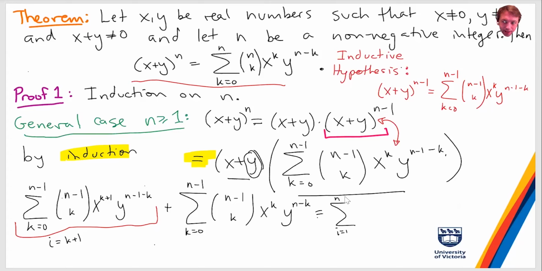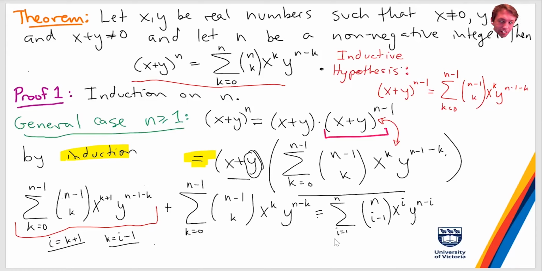So imagine I write this sum in terms of i. If k goes from 0 to n minus 1, i goes from 1 to n, because i is 1 more than k. If I do a change of variables, i is k plus 1, so k is i minus 1.